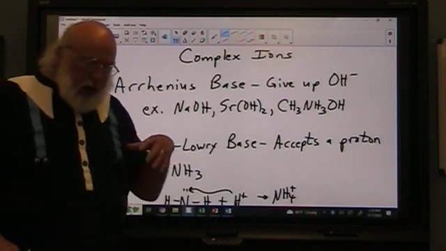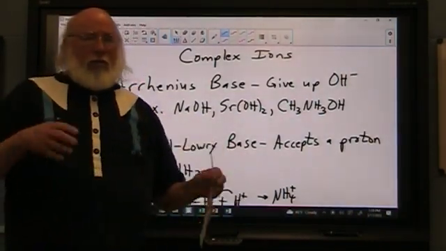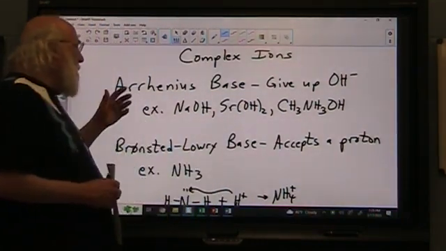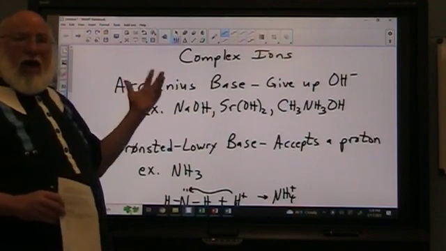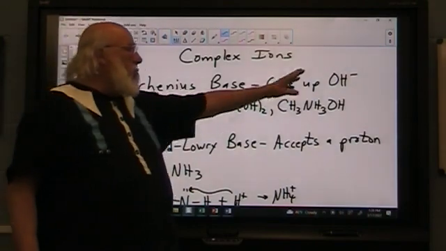Now, a quick overview of bases. We know what acids are. We generally know what bases are. They're the opposite of acids. But there are three definitions of acids and bases. Arrhenius is one. An Arrhenius acid is one that gives up hydrogens, but an Arrhenius base is anything that gives up hydroxides.